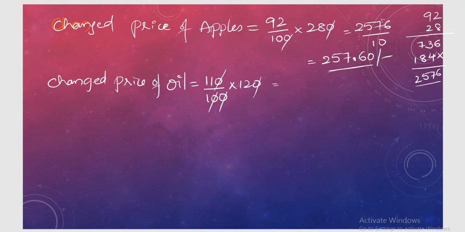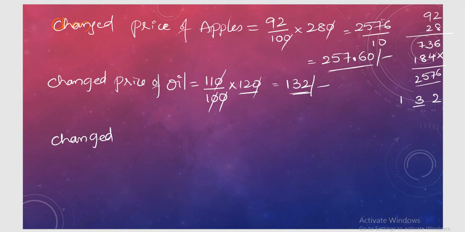Whenever you want to do multiplication with 11, what can we do simply? Write 1 and 2, and in the middle write the sum of those two. 1 plus 2 is nothing but 3. So the answer is 132 rupees. Actually it was 120 rupees. Now it has changed to 132 rupees.